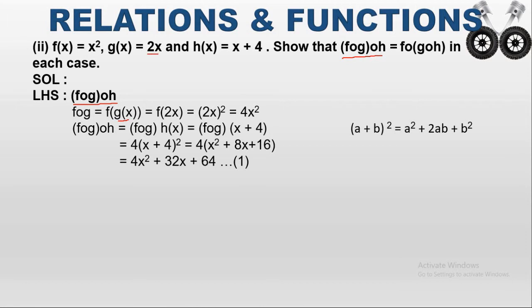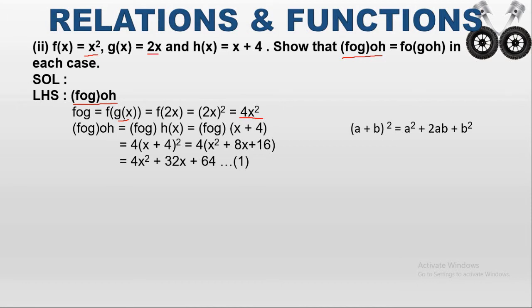So f of 2x. Next, wherever x in f of x, you have to substitute 2x. So that can be written as (2x) whole squared. So (2x) whole squared is 2 into 2, 4, x into x, x squared. The answer is 4x squared.